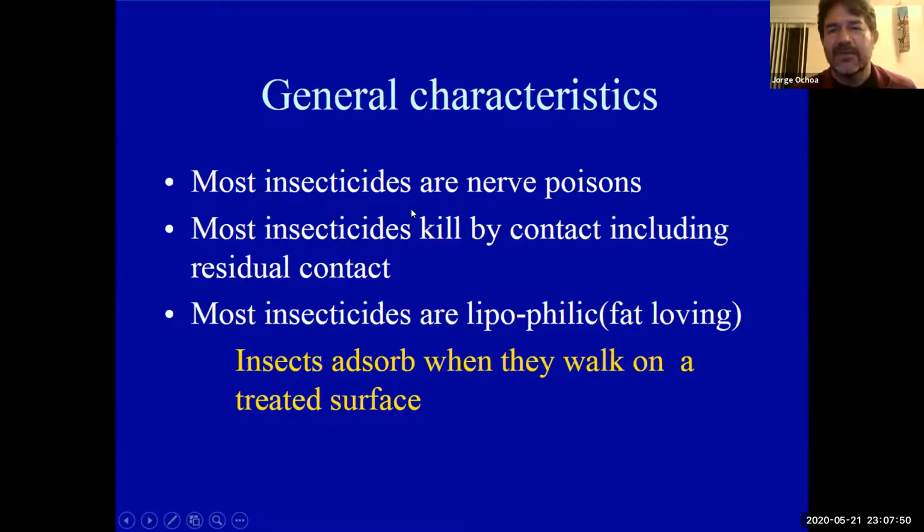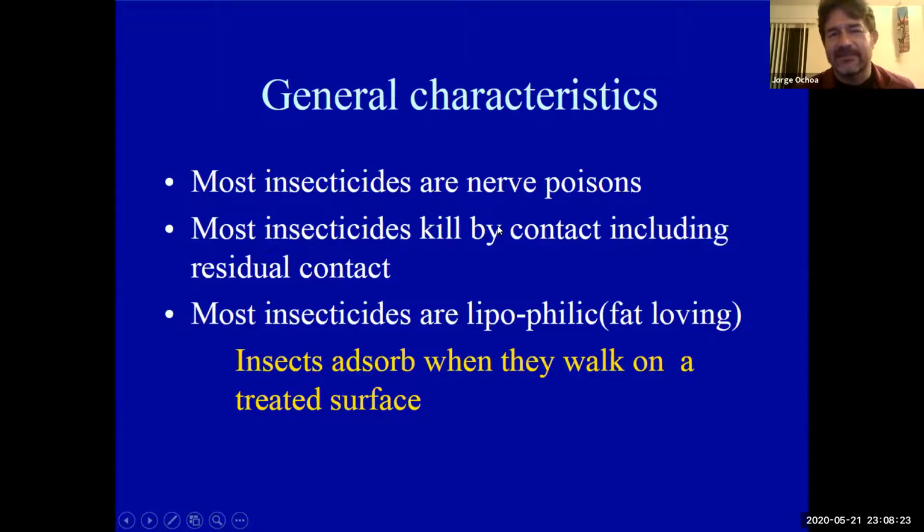So most of them are going to have some kind of nerve poison. As the insect comes in contact with the actual chemical, or if the chemical has a long residual that is going to remain on the plant for a while, when the insect walks on it, it's going to get the chemical in them, and then the chemical is going to take its action. In this case, it is going to affect the nervous system, and that's how eventually the insect will die.